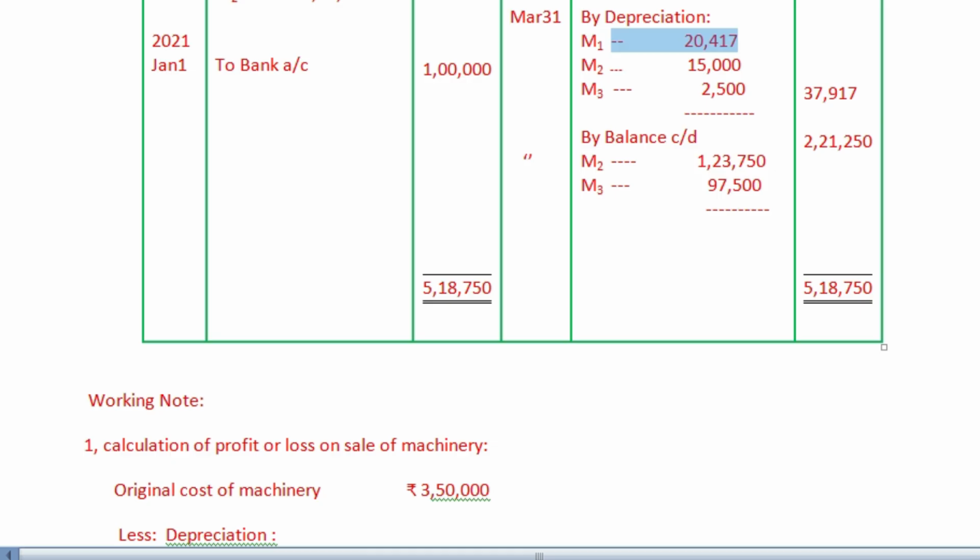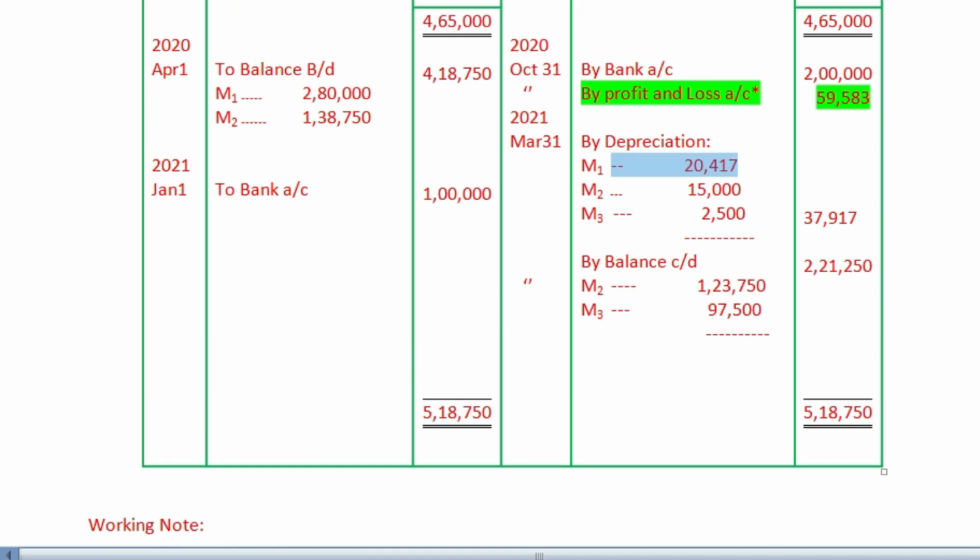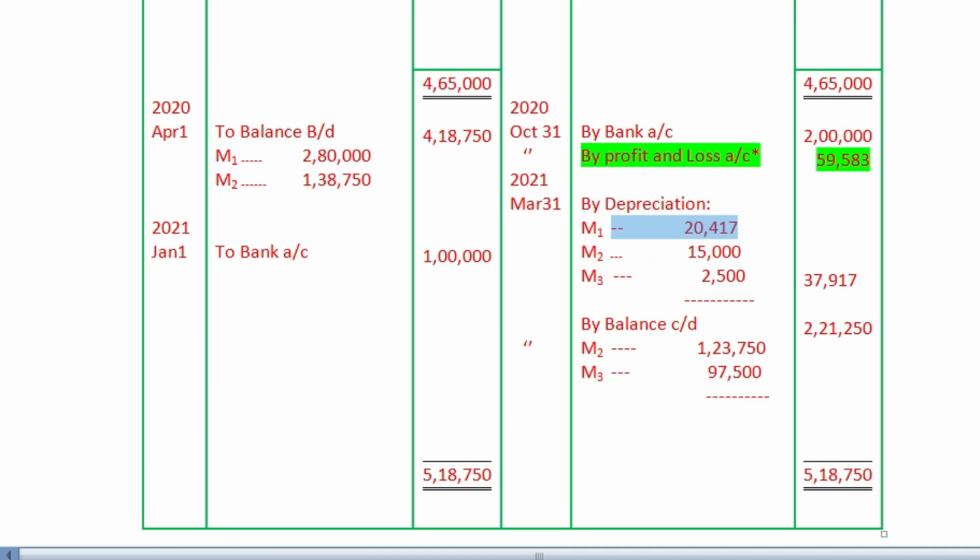So then, understood, this is the profit and loss account, credited 59,583, and the depreciation charged. Now the remaining assets' depreciation will be shown here on March 31st. It is shown by depreciation. For the machinery which was sold, the amount of depreciation calculated is 20,417. You have to show it.